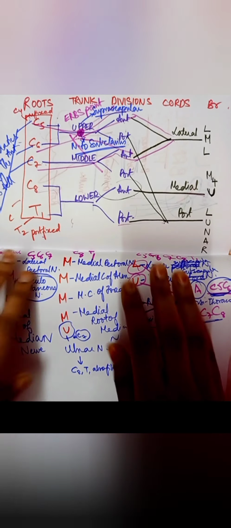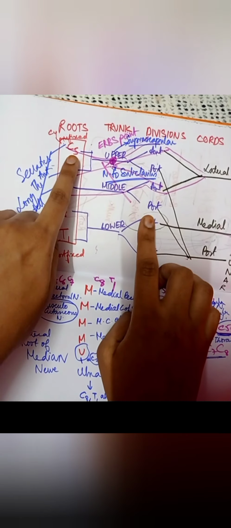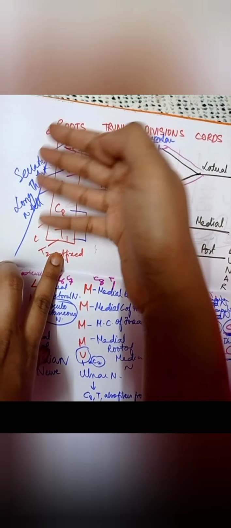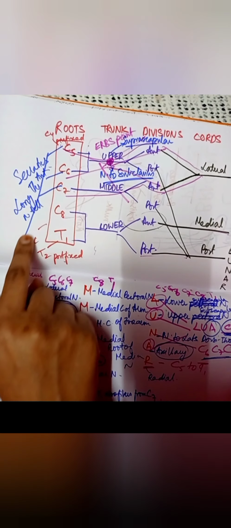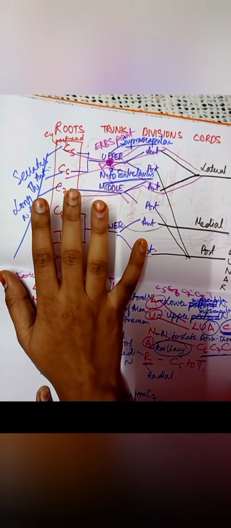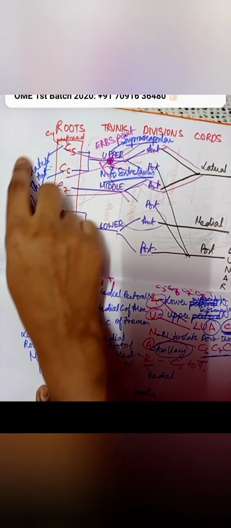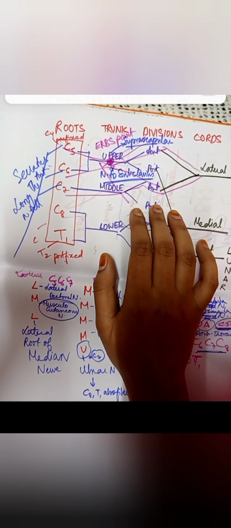Nerves from roots. Okay, fine. Nerves from roots, you have only one. C5, C6, C7, they will give fibers and you will get a long nerve, long thoracic nerve of Bell. It will supply your serratus anterior muscle. Okay? Is it clear?